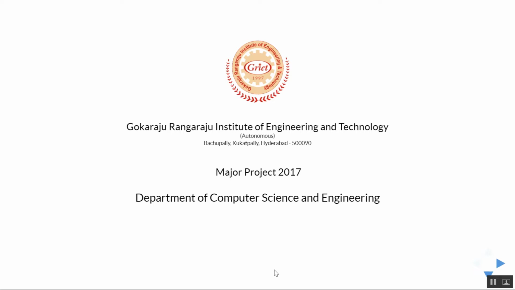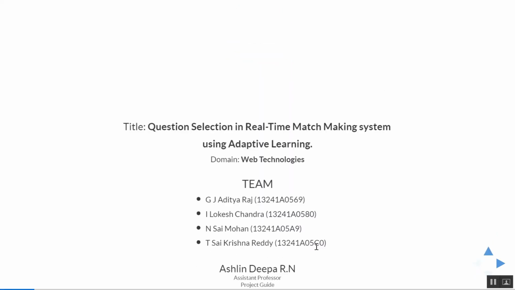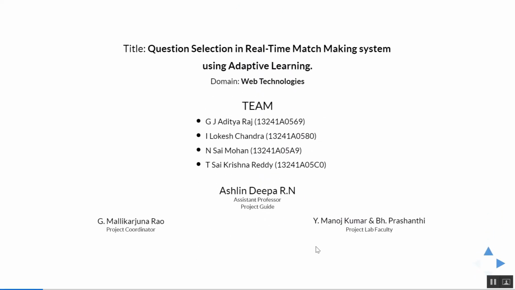I'm going to talk about our major project for the year 2017. The title of our project is Question Selection in Real-Time Matchmaking System Using Adaptive Learning, and it comes under the domain Web Technologies. Our team consists of Aditya Raj, Lokesh Chandra, myself, Sai Mohan, and Sai Krishna Reddy.